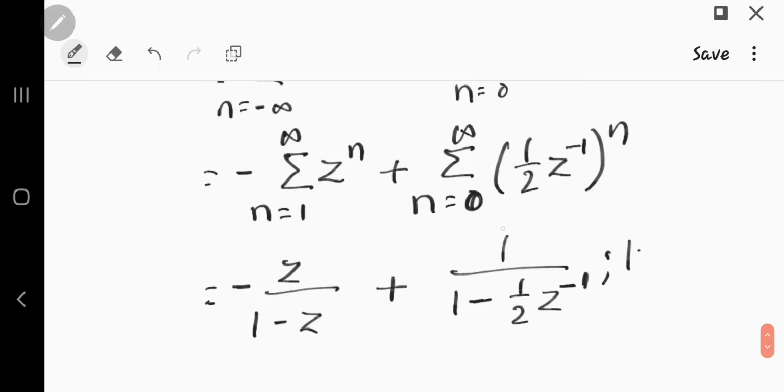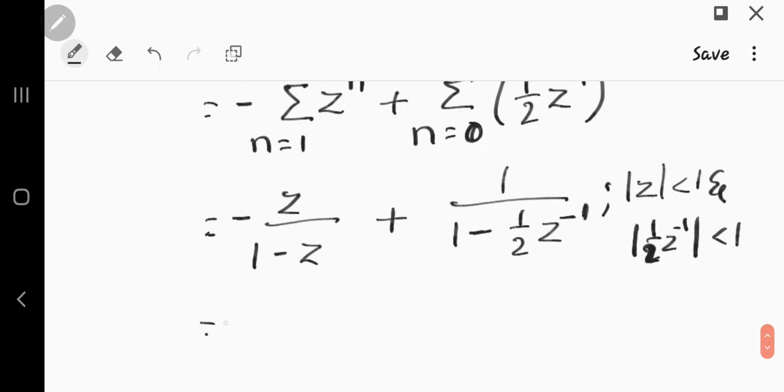And first one is z less than 1 and 1 by 2 z inverse less than 1. So these are the conditions that we took in the last two examples. You can say now to eliminate this, I'll write this as z divided by z minus 1 plus 1 divided by 1 by, so that will give you 1 by 2z.